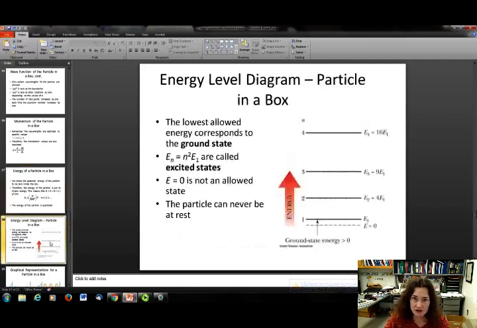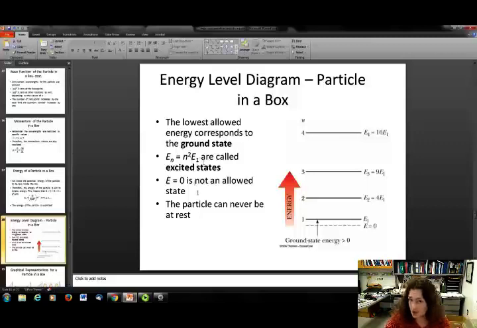Here's what the energy level diagram would look like. The lowest possible energy is n equal to 1. That's our ground state. And then you'd have a value h squared over 8mL squared, which would be your ground state energy where n is equal to 1. As you go up in energy, you go up as n squared, so the energy of the nth level would be n squared times your ground state.